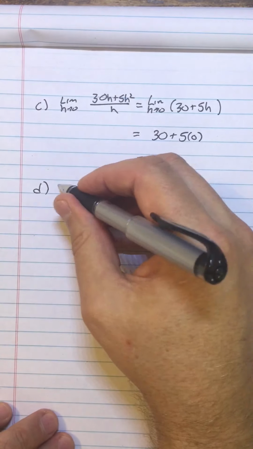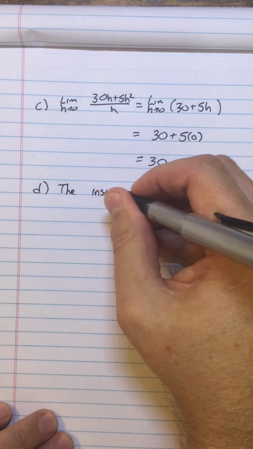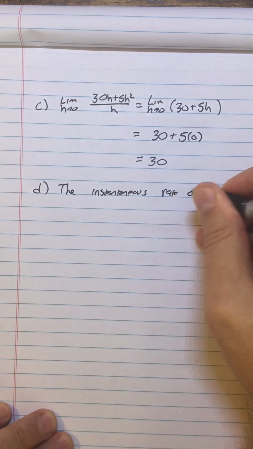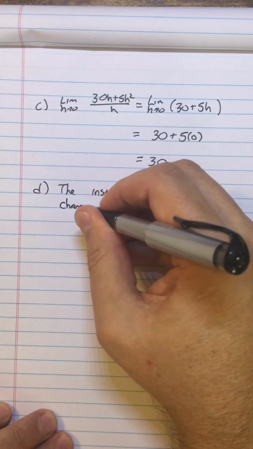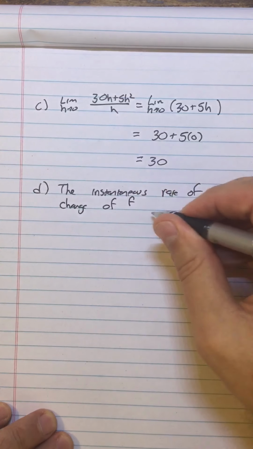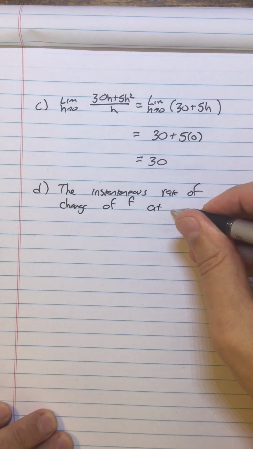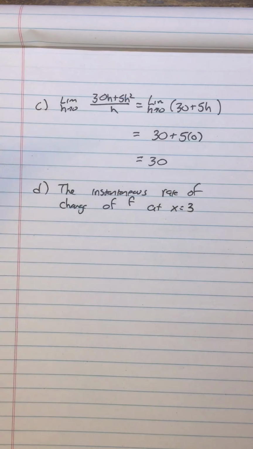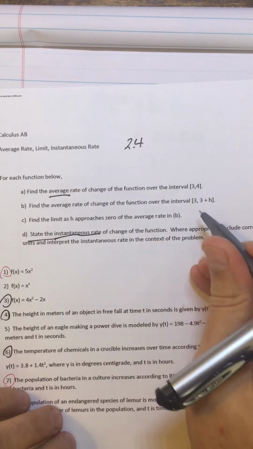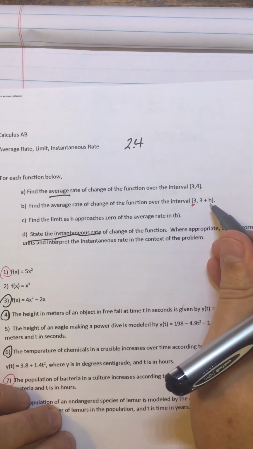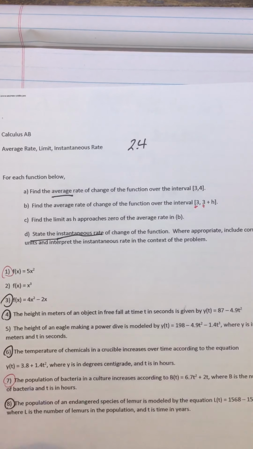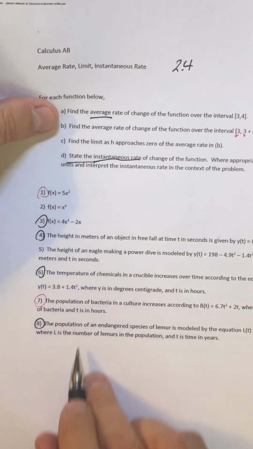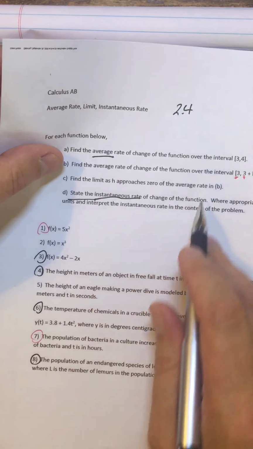We're going to state it like this. The instantaneous rate of change of f at x equals 3, because all of these are happening at 3. We're letting the h approach 0. We're finding the instantaneous rate of change at 3 whatevers every single time, because we're following this template.